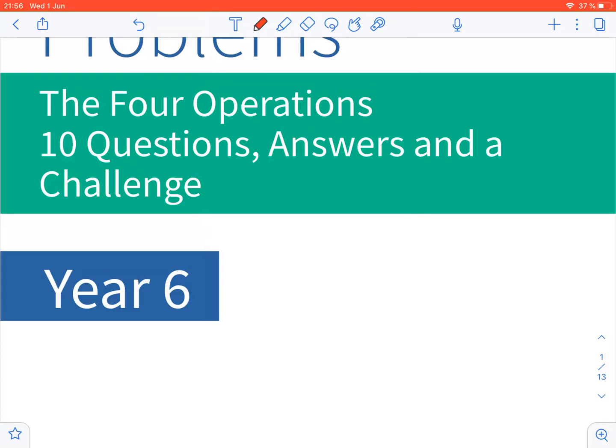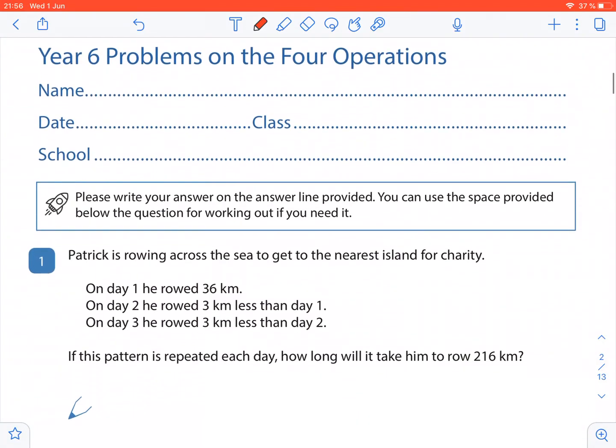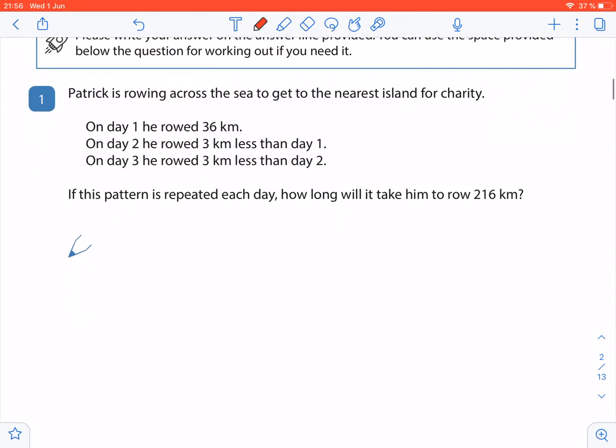Okay, Year 6 as promised, here are the answers to the worksheet that you've been working on in today's lesson. So let's have a look.